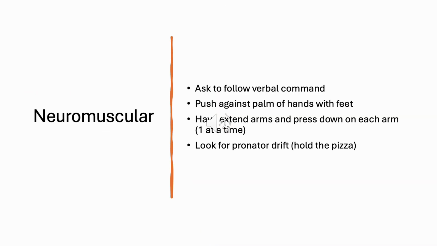To check the neuromuscular system, you're going to ask them to follow your verbal commands. Ask them to push against the palm of your hands with their feet to test their strength. You can have them extend the arms and press down on each arm one at a time. And you can look for pronator drift, and you would do this after you thought somebody had a stroke as well. And I call this holding the pizza. You ask them to put their arms out, and then you note if the weak arm will drift down and turn in. So that's the pronator drift.